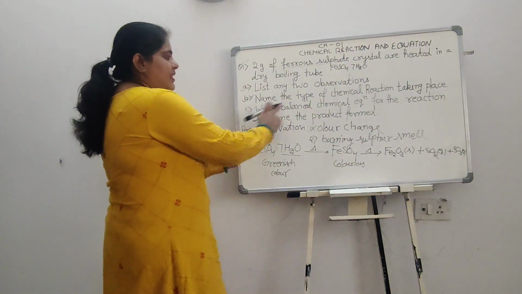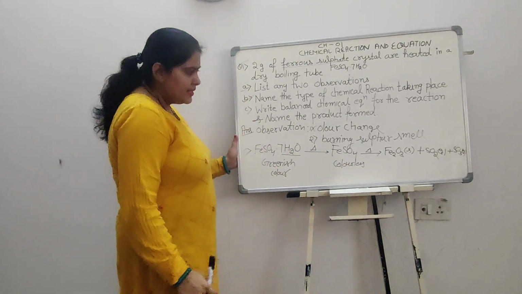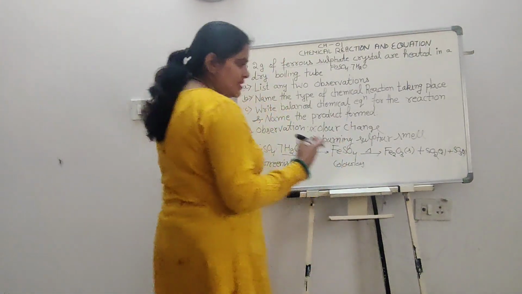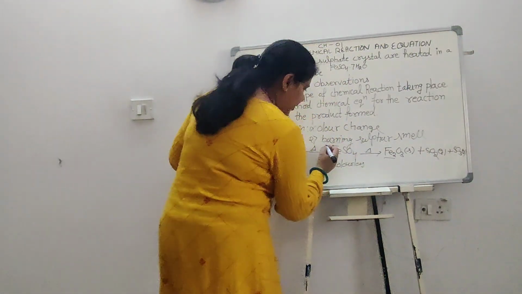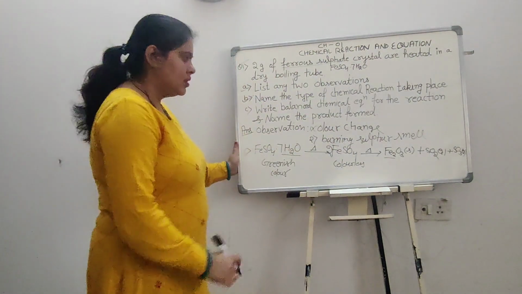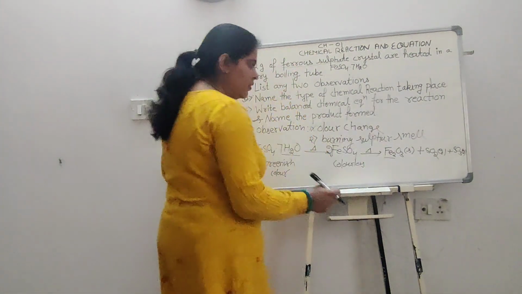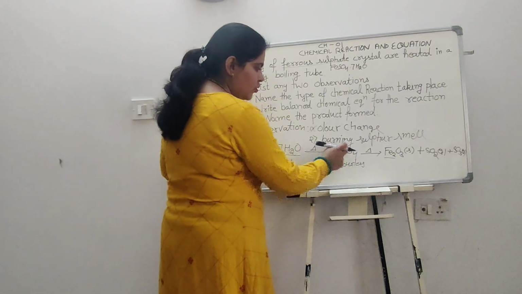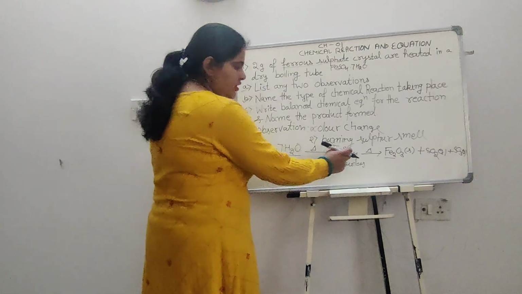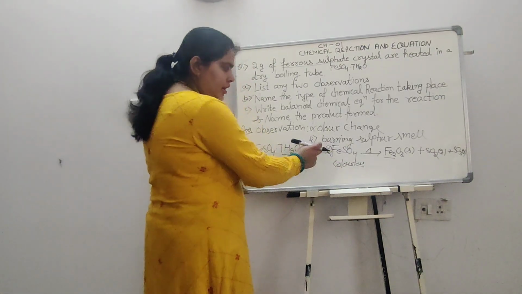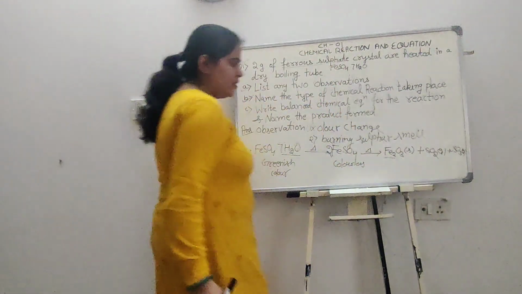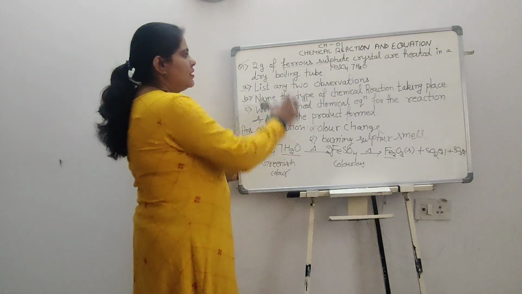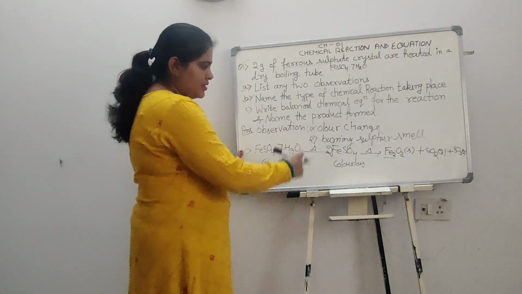So write the balanced chemical equation. Now how will we balance it? You need to balance the number of atoms on the left-hand side and the right-hand side. Here there will be 2 iron atoms, so iron is 2. Now sulfur: 2 sulfur atoms are there. Now oxygen: 4 twos are 8 oxygen atoms here, and here 3 and 6 and 2, that is 8. So this is the balanced chemical equation for this reaction.